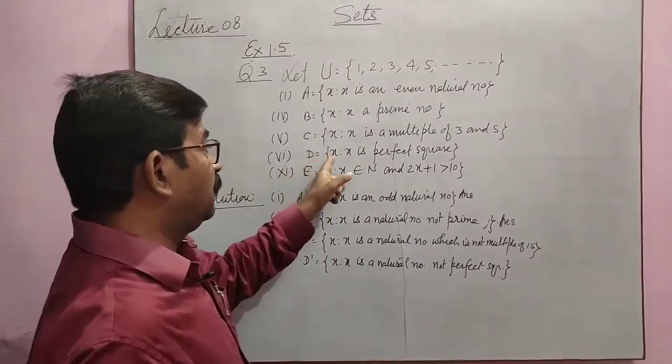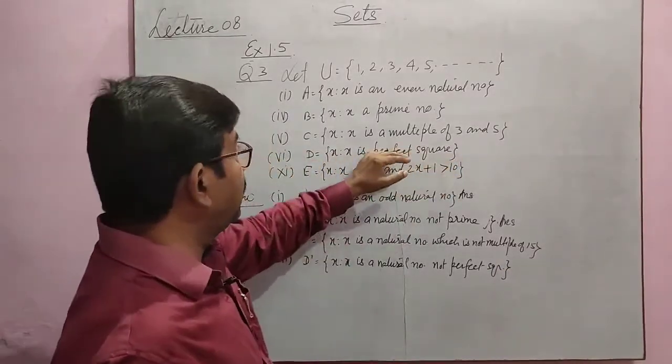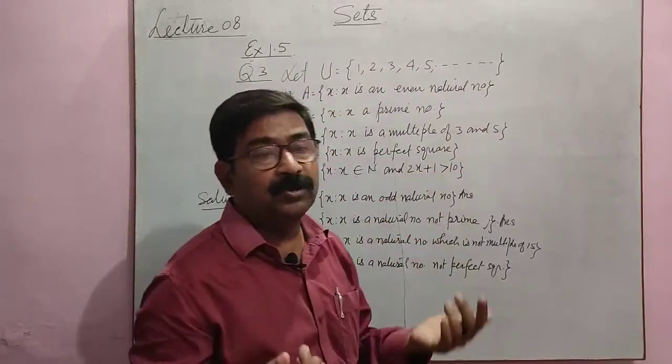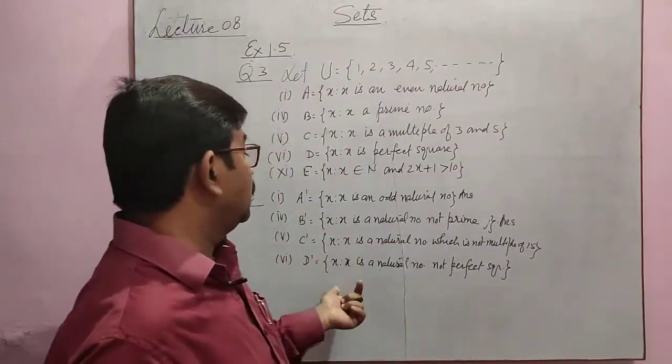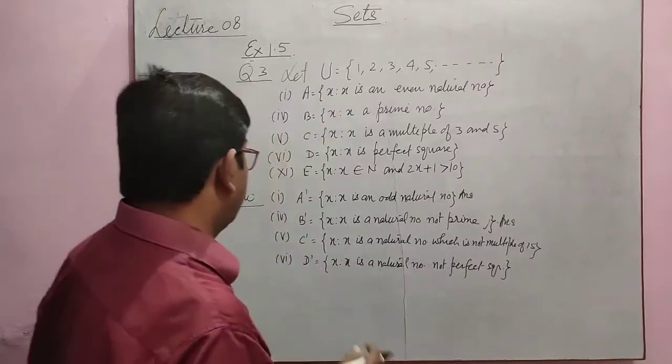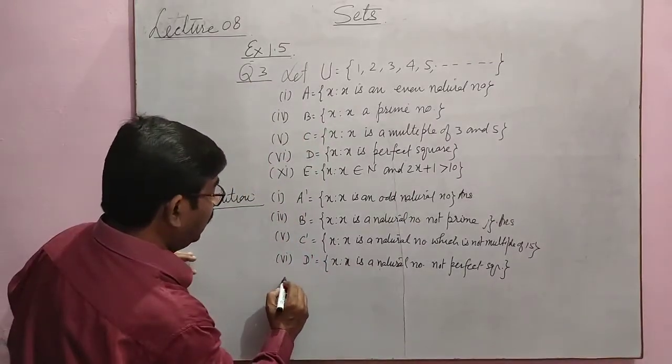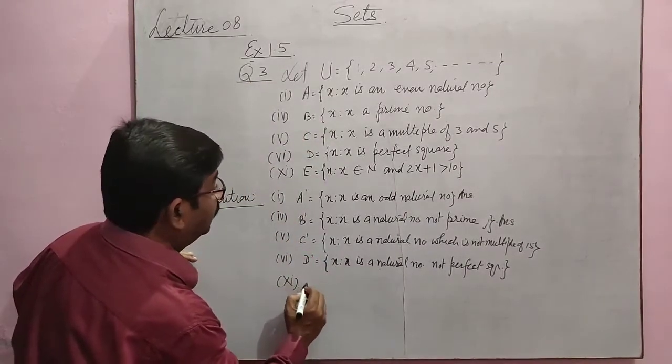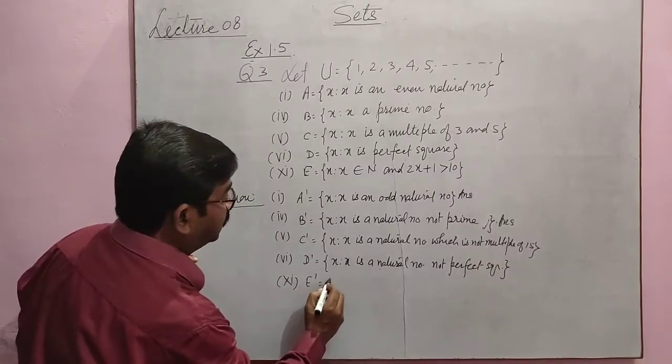In this set we have all the numbers that are perfect squares. When we remove them from the natural numbers, all those numbers which will be left are not perfect squares. And the last, 11th part, is we have to find E dash.